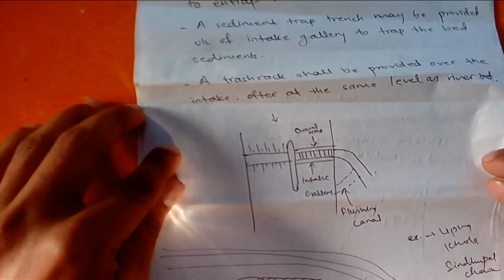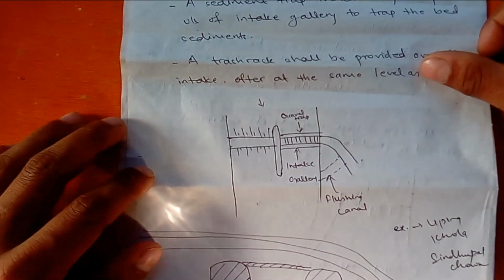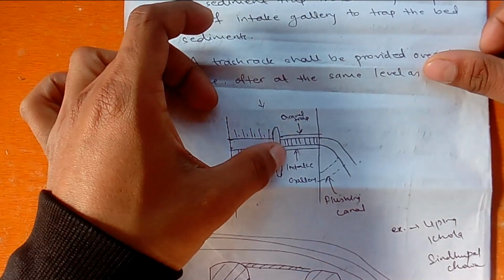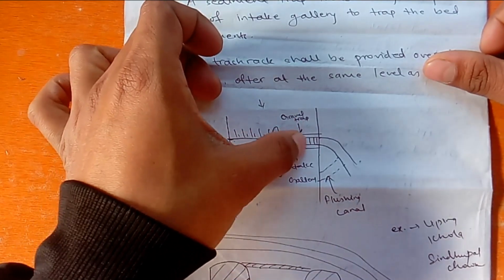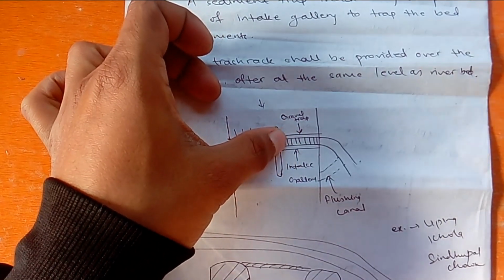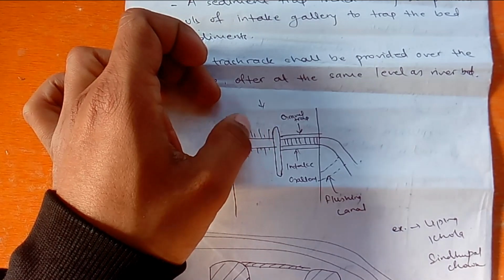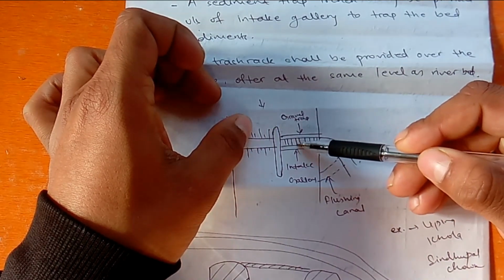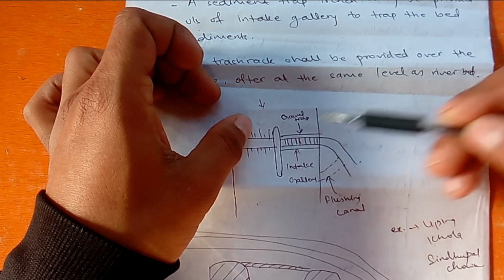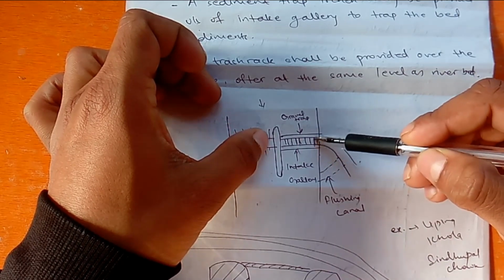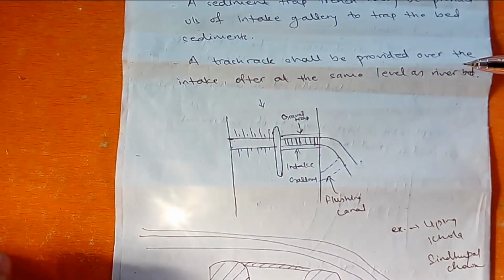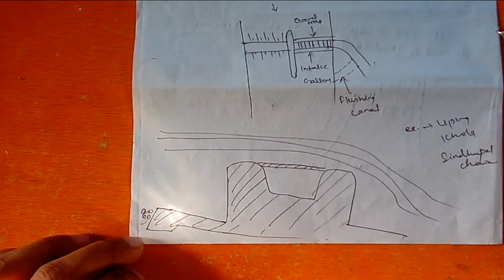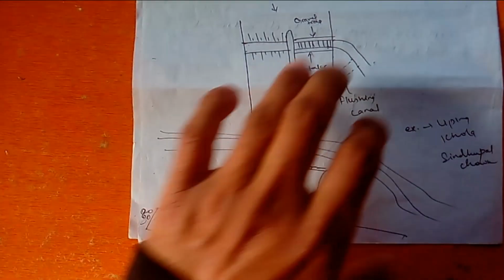Here you can see the picture. There is a gravel trap, there is the intake gallery, and this is the trash rack. You can see a trash rack, and this helps to trap the rock and boulders so that they will not get intruded into the canal. And you can see the cross section of the bottom intake. You can see it by pausing the video.